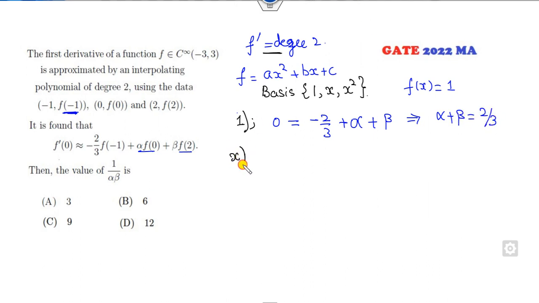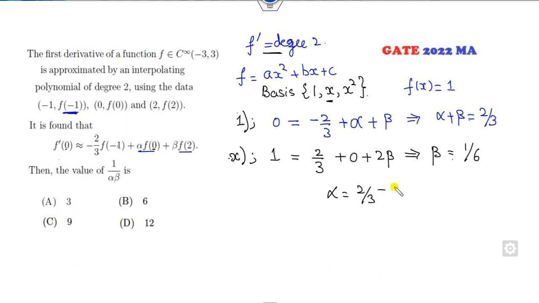Second, if I take the basis as x, then what is the f dash of 0? Sorry, again f dash 0 is my 1. F of minus 1 is minus 1, so it's plus 2 over 3. F of 0 is 0. Of this is my 2 beta. So can you find the value of beta from here? It's 1 over 6. If beta is 1 over 6, you can easily find the value of alpha. So it's 4 minus 1, 3. 3 over 6 is 1 over 2.